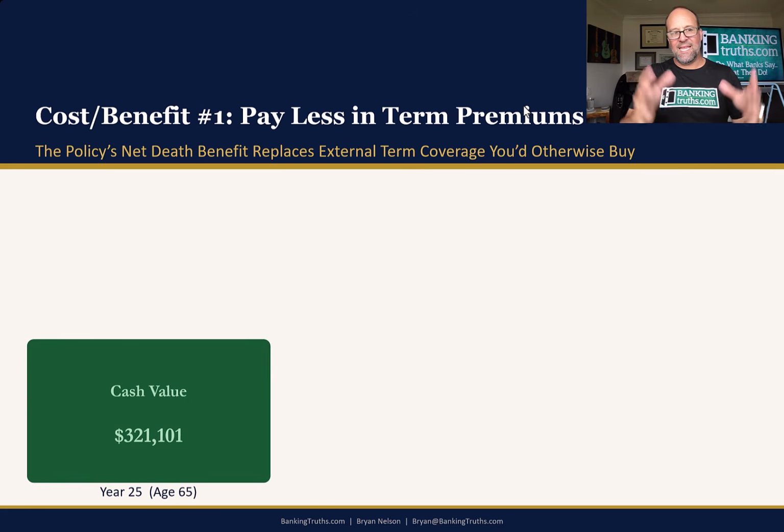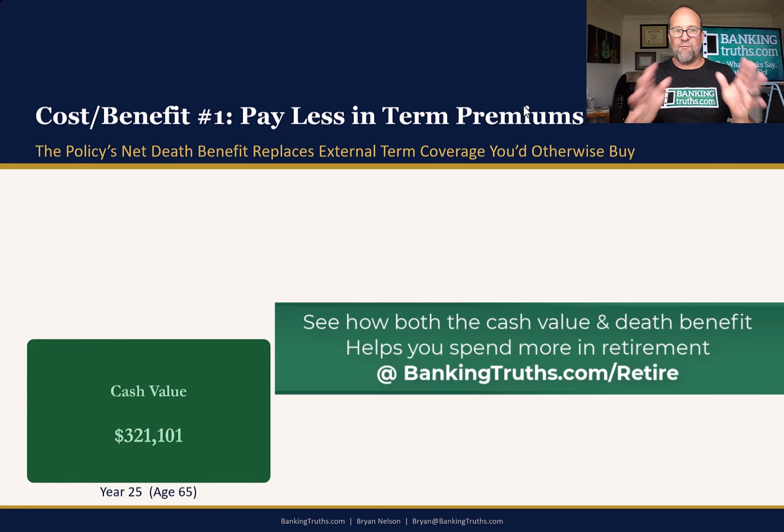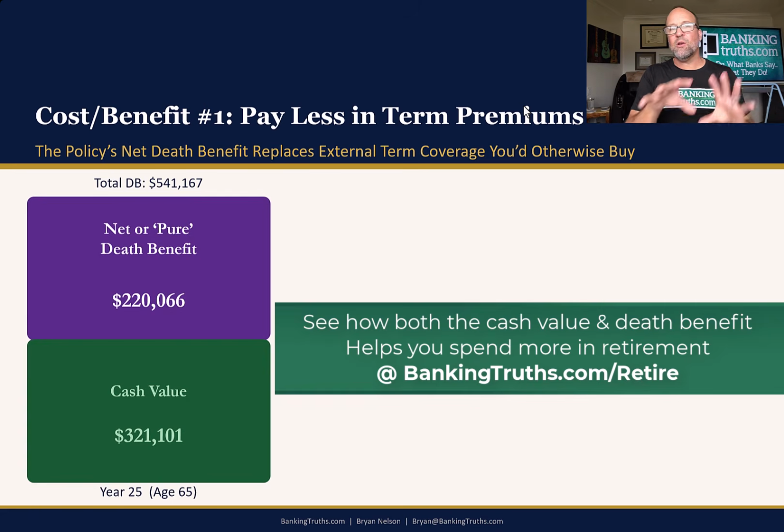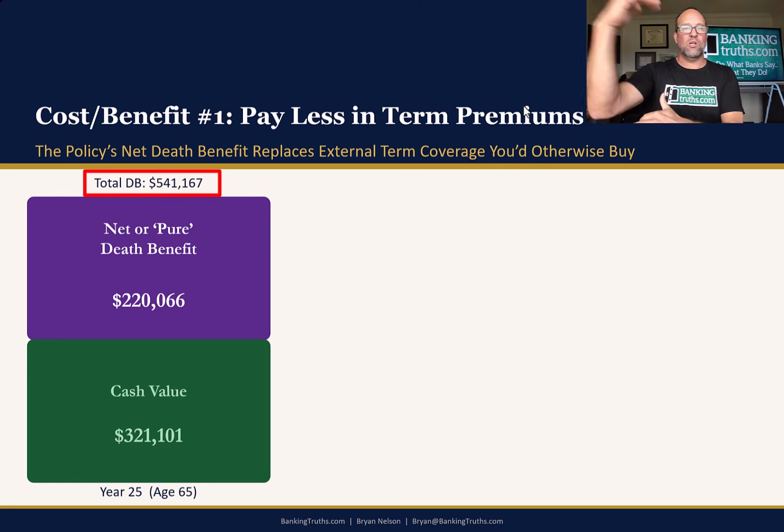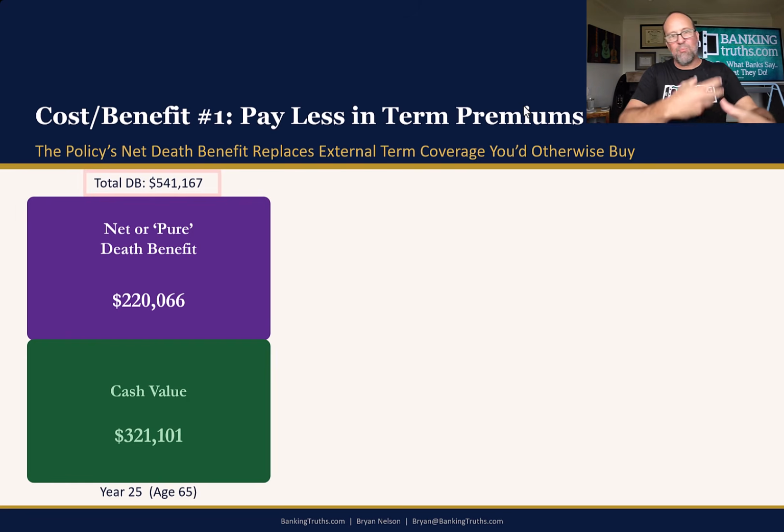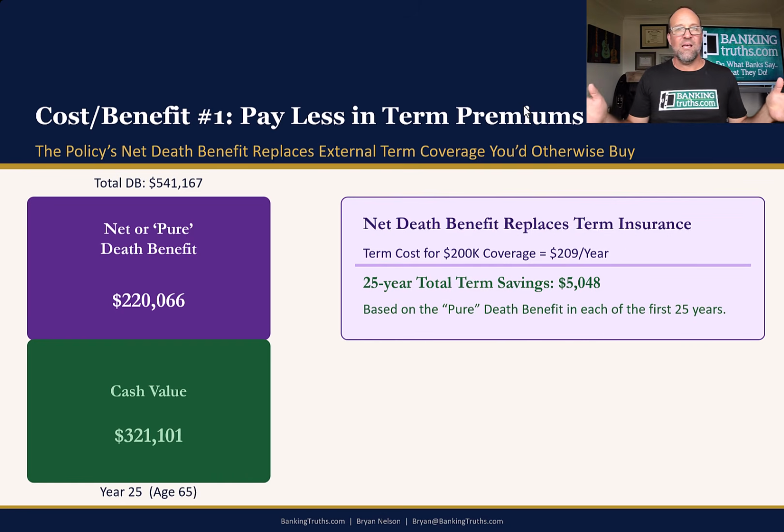So you can see at the end of year 25, our 40-year-old will have 321,000 of cash value and 220 of net death benefit or pure death benefit above that, for a total death benefit of 541. I don't like to use total death benefit in the term recapture because they're probably going to be using their cash all along the way. So I only like to use the net death benefit, and it will vary year by year. But what's crazy is the whole policy started with only about 200,000 of death benefit total.